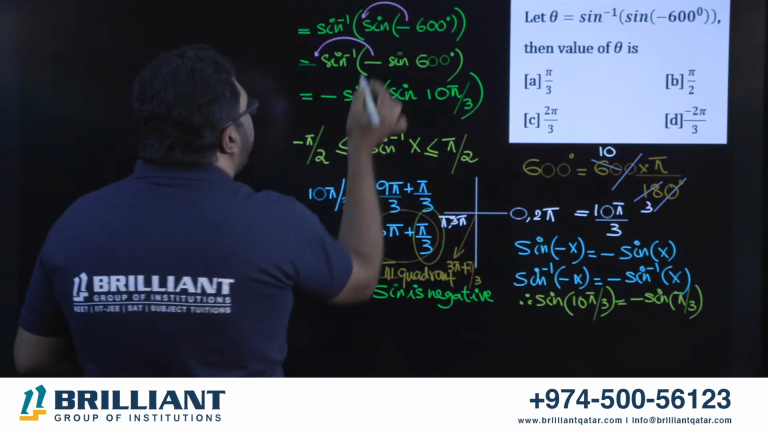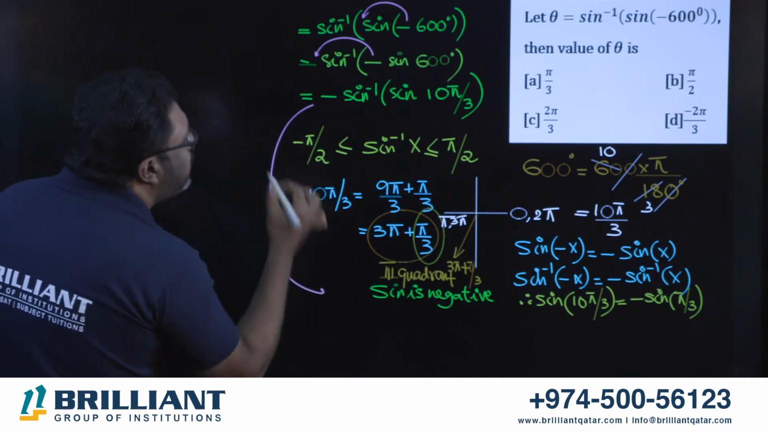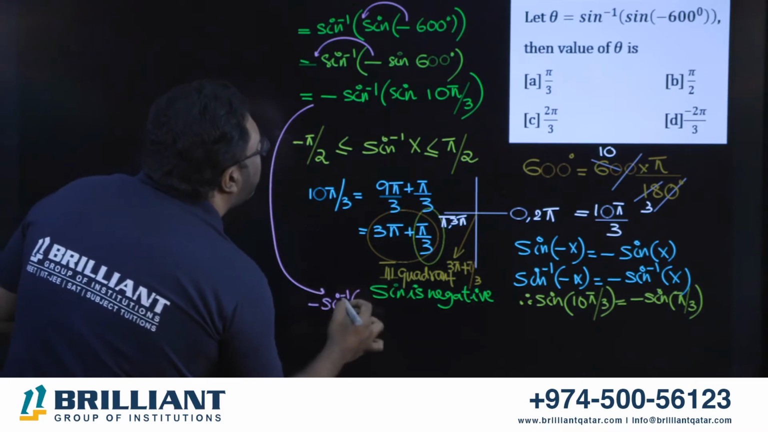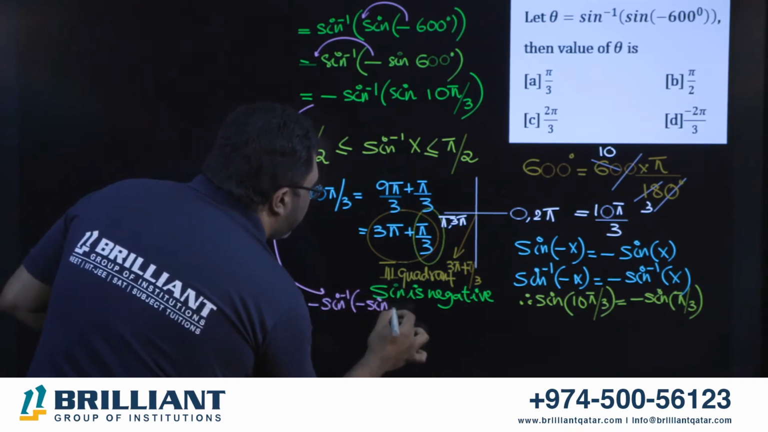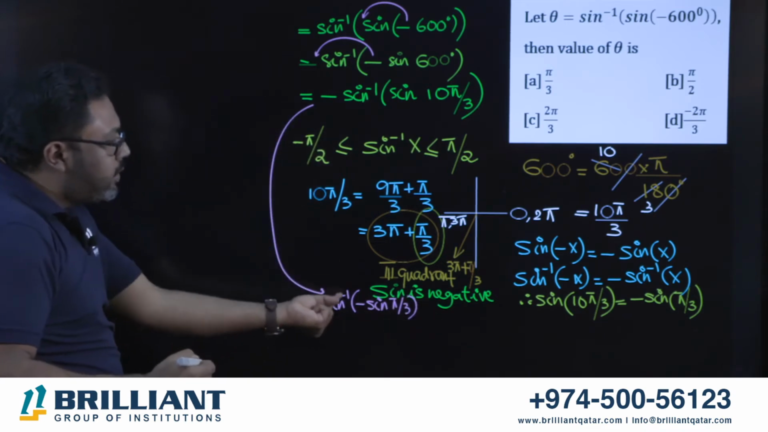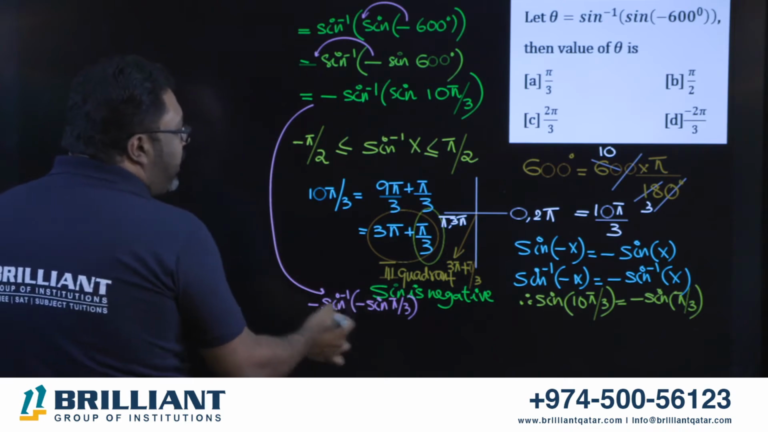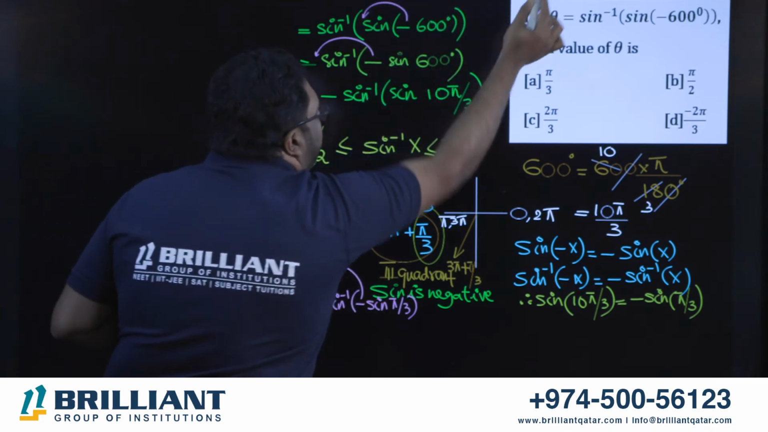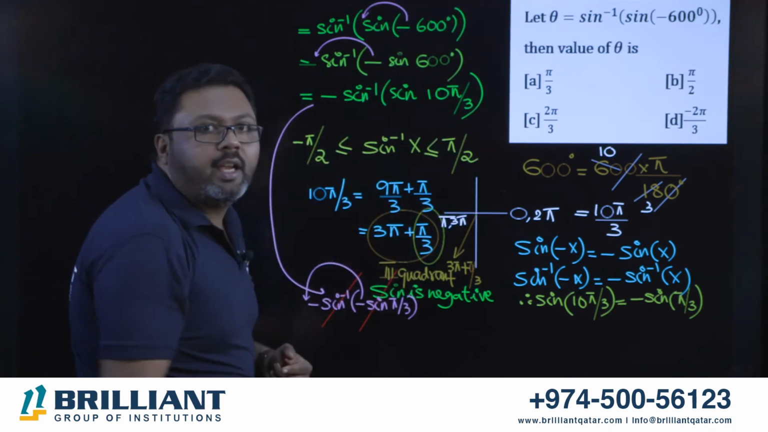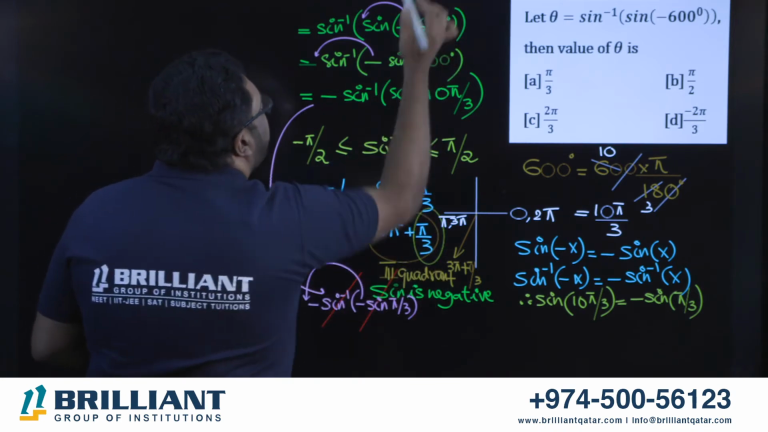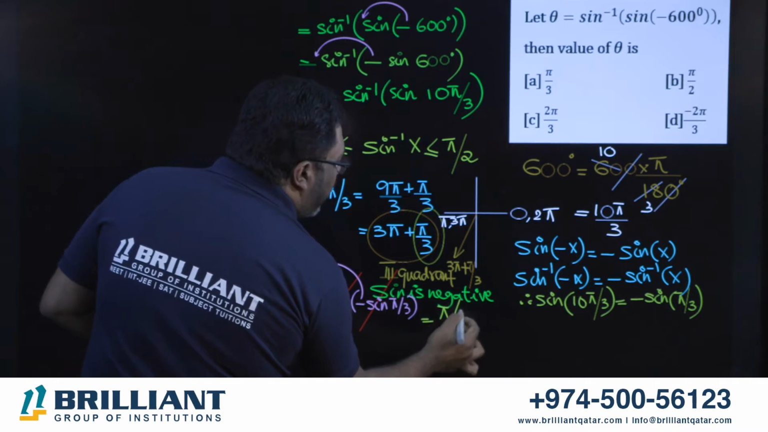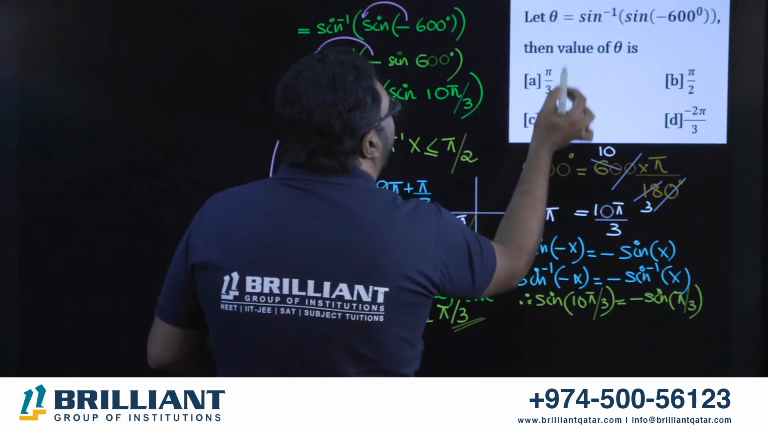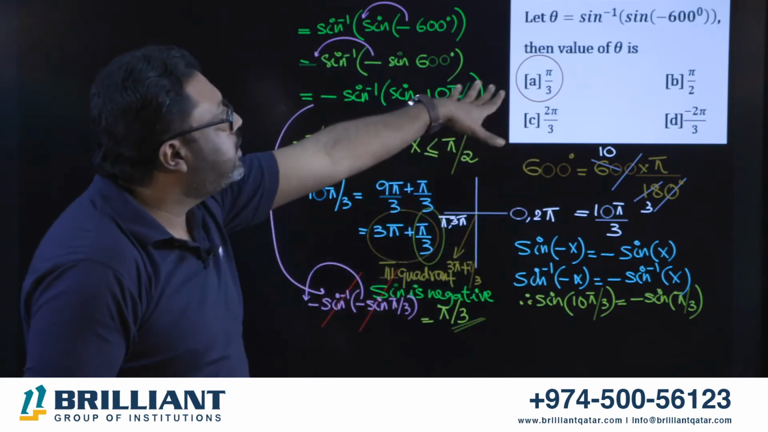So this answer over here is going to change now. It is going to become minus sine inverse of minus sine pi by 3. And this minus will come out again and is going to become plus. And then I can confidently take out the sine inverse and sine. So my final answer is going to be pi by 3. So where is that pi by 3 in the options? Option A.